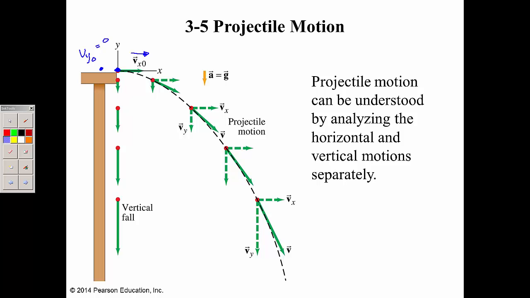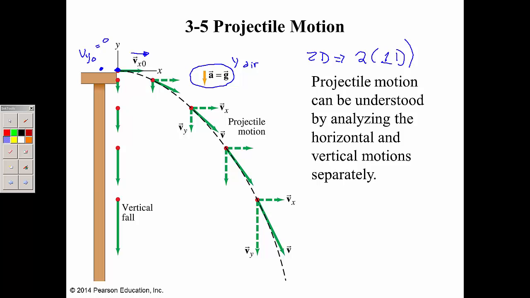Now we can write our acceleration, which is due to gravity, that only acts in the y direction. It doesn't act in the x direction. So we can split up our two components, the x direction and the y direction, and we can consider this two-dimensional problem as two one-dimensional problems, one in the x and one in the y.